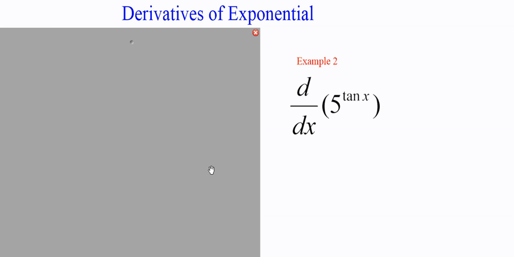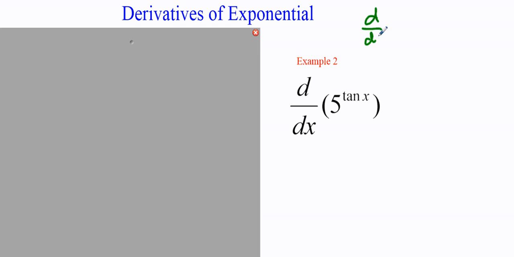Well, let's try another one. We're going to use another chain rule problem. This one over here, example number 2, we have 5 to the tangent of x. This is an example of where we have a to the u. So if you recall, I'm just going to write this out.